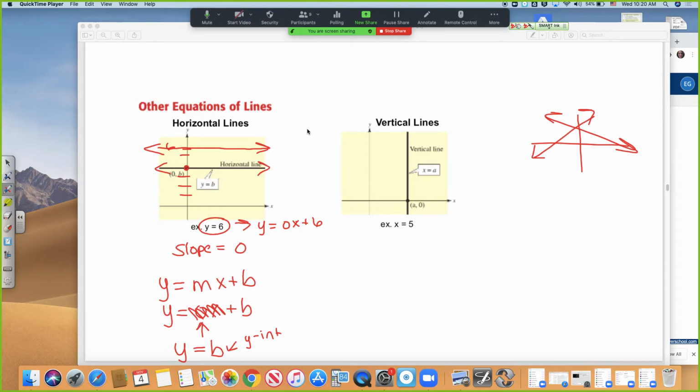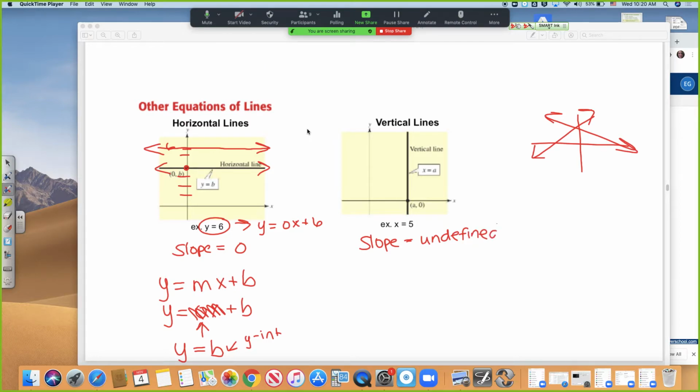To graph something like this, you would just start at the y-intercept at 6, and when no slope is seen, when you can't see anything with the x, you would know it's a horizontal line. You would just draw a horizontal line at that y-intercept. Vertical lines are the opposite. So vertical lines are going up and down instead of left to right, and we already know that vertical lines have what type of slope? Undefined. Yes. So the slope of these are considered undefined.